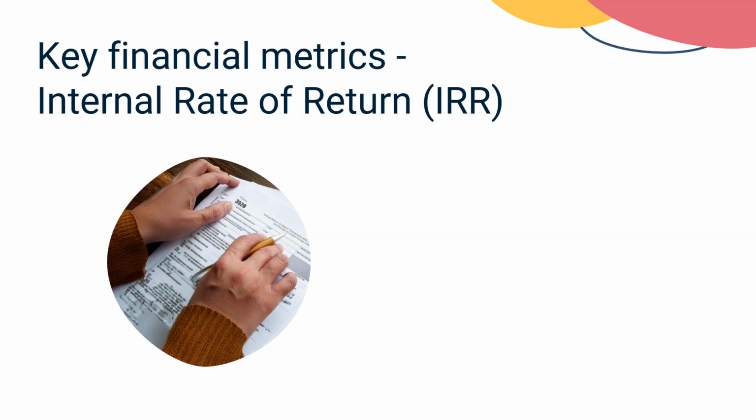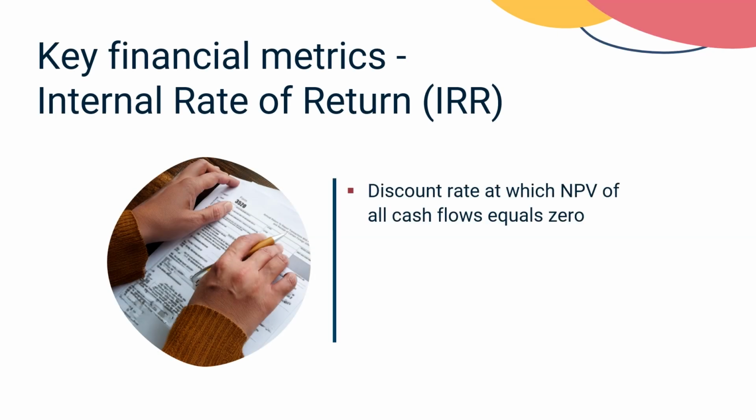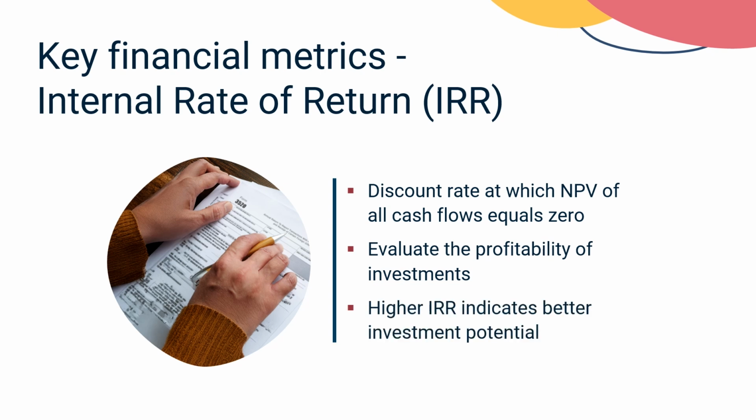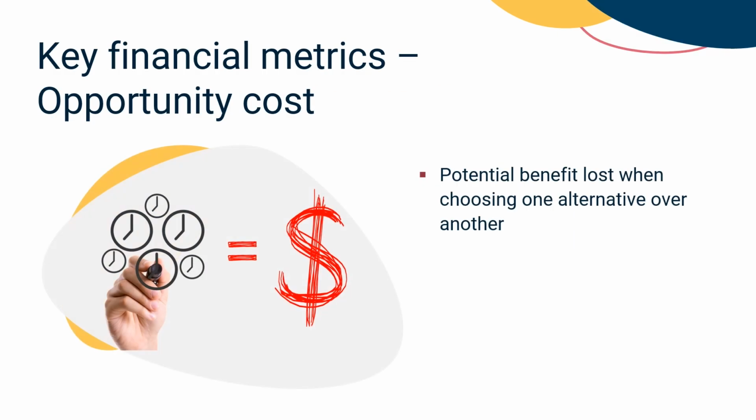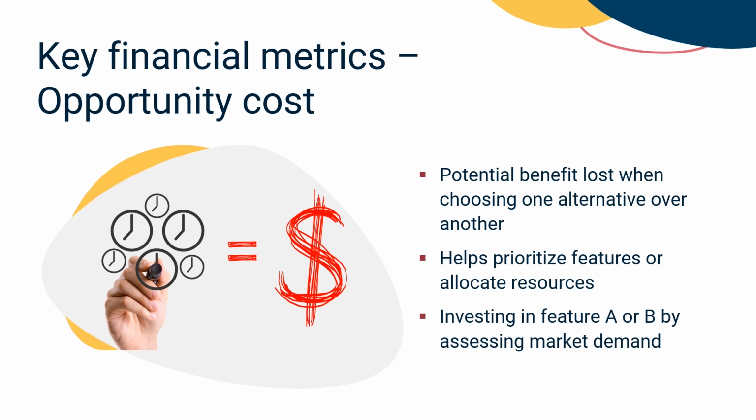Next, the internal rate of return, or IRR, is the discount rate at which the net present value, NPV, of all cash flows equals zero. It's used to evaluate the profitability of investments. Higher IRR values indicate better investment potential. The opportunity cost is the potential benefit lost when choosing one alternative over another. It is a good idea for product owners to consider opportunity cost when prioritizing features or allocating resources to ensure maximum value is delivered. For example, if you choose to invest in feature A over feature B, it may lead to lost revenue if feature B has greater market demand.